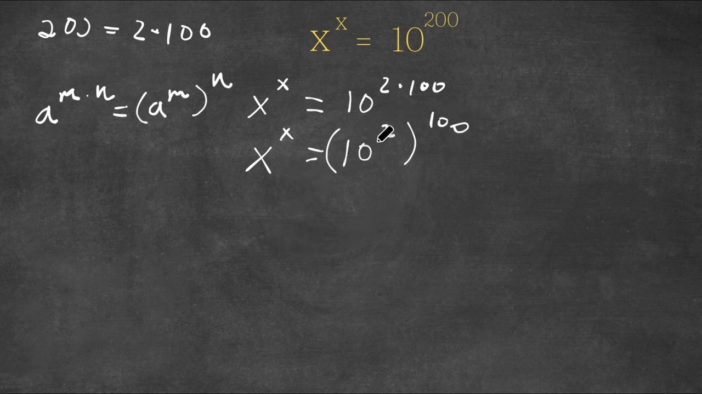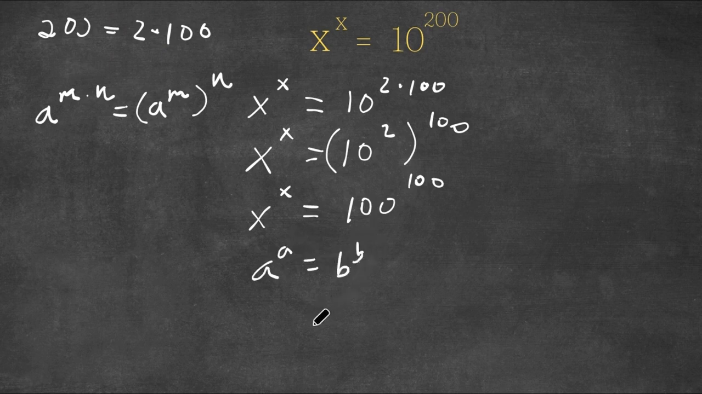Now 10 squared, that's simply 100, right? So now we have x to the power of x is equal to 100 to the power of 100. And if we have something in the form a to the power of a is equal to b to the power of b, as long as b is greater than or equal to 1, a is equal to b. So in this case, b is greater than or equal to 1. It's 100, which is much greater than 1. So this means that x is equal to 100.